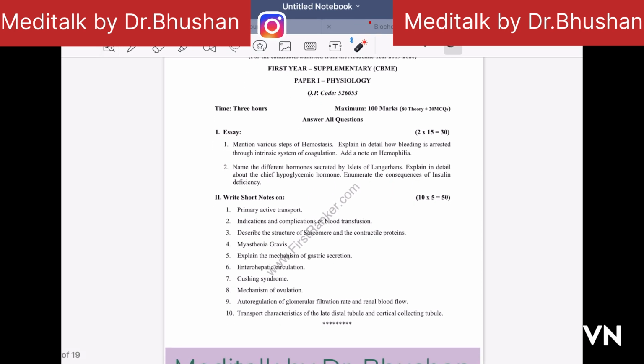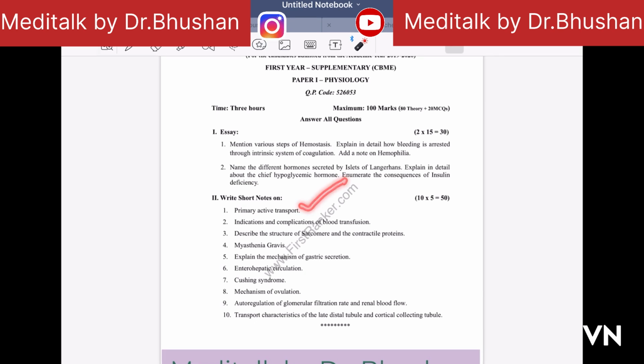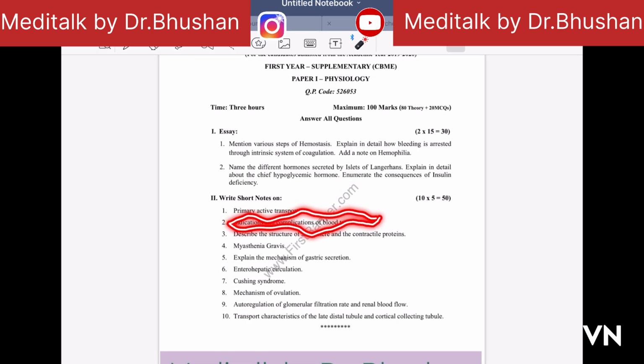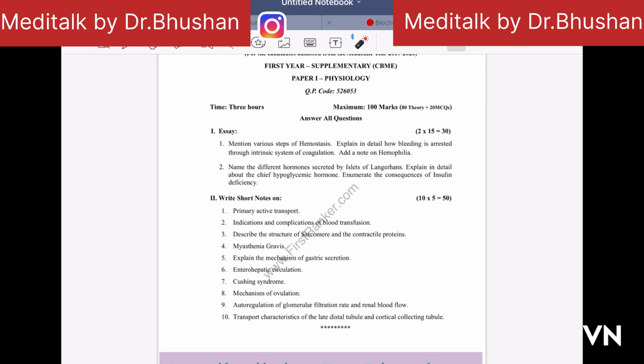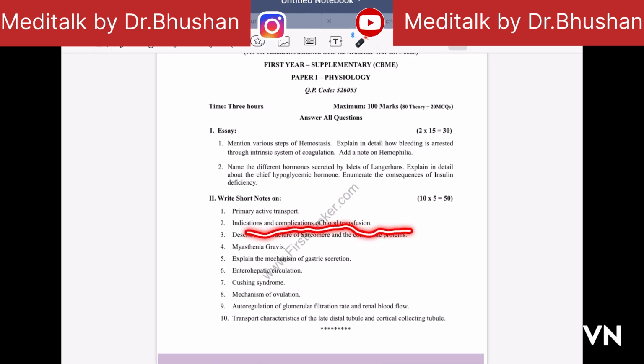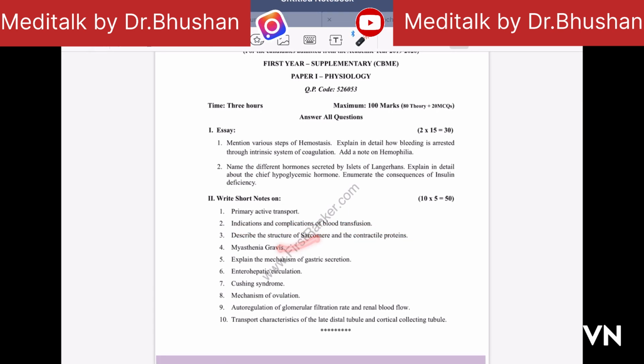This is the second question. Write short notes on primary active transport, and indications and complications of blood transfusion. This is also a repeated question. Describe the structure of the sarcomere and contractile proteins. This is also repeated. Myasthenia gravis, 100%.